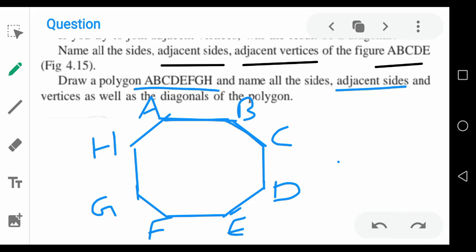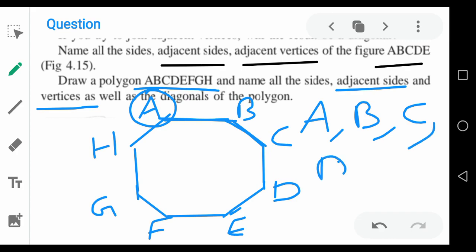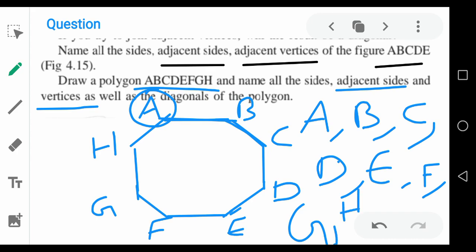Then you have to write vertices. Which are the vertices? These meeting points are called the vertices, right? So A, comma, B, comma, C, comma, D, comma, E, F, G, H. These are the vertices. Now we have to write the diagonals.